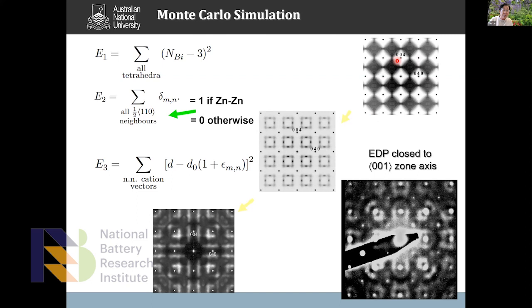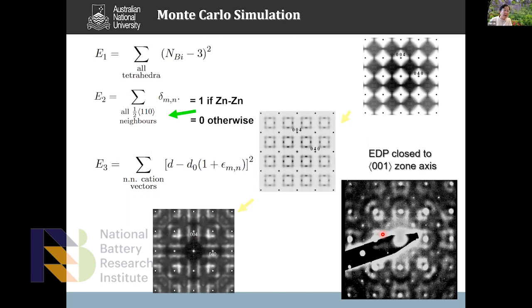But if we go further to arrange the zinc in a specific way, you see it improves a little bit. And then, as I mentioned, for the bismuth you need to shorten the zinc-bismuth bonding and extend the bismuth bonding in the tetrahedral, and you see you get the main features very close to this electron diffraction pattern. Okay, so that means our model is correct.